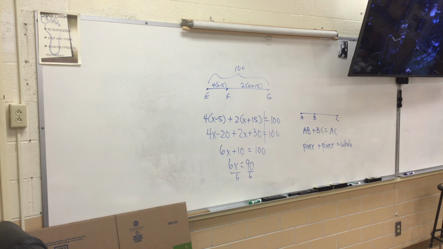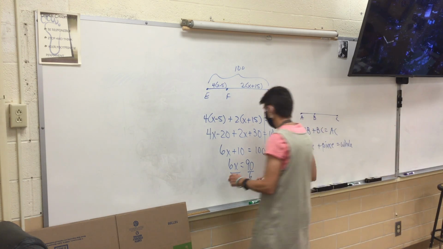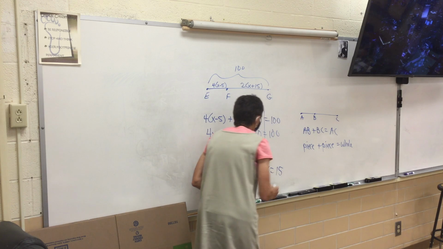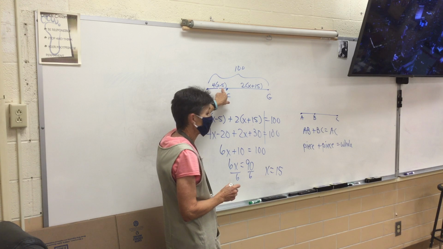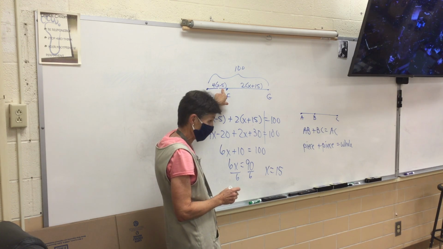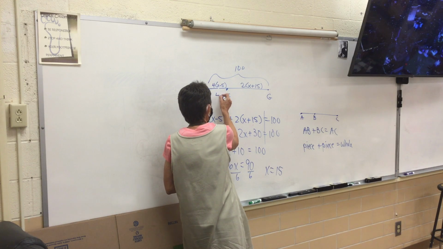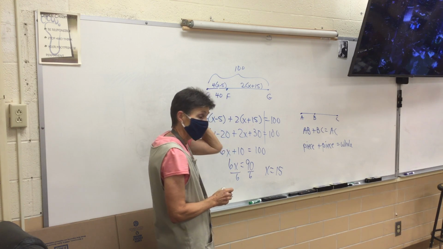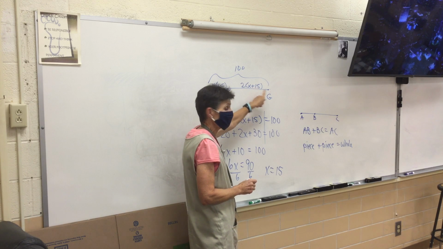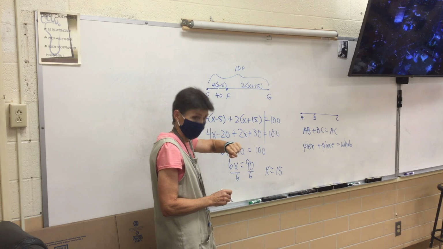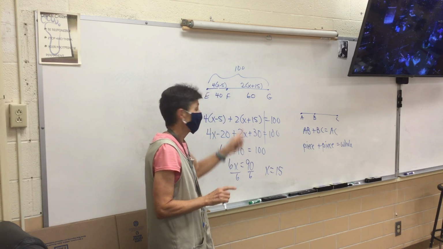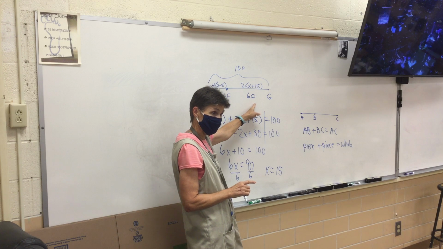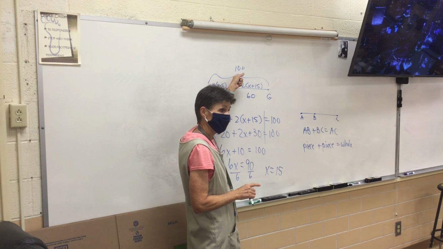Okay? And then, once we know that x is 15, then we can come back up here and put 15 in right there. So 15 take away 5 is 10 times 4, so this piece is 40. 15 plus 15 is 30, times 2 is 60, and then what's my built-in check? 40 plus 60 adds up to 100.